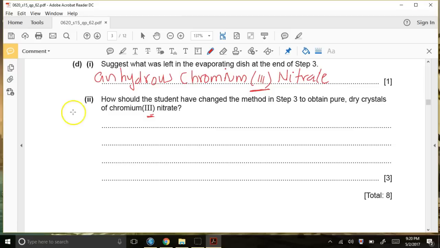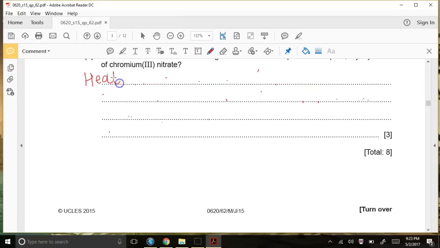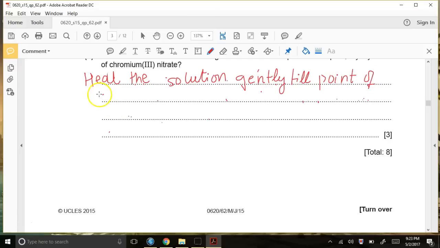That's basically what you have to do. We will heat the solution gently till point of crystallization. When we say point of crystallization, that's where the solution is ready to form the crystals. It's saturated enough where it could form the crystals on cooling.